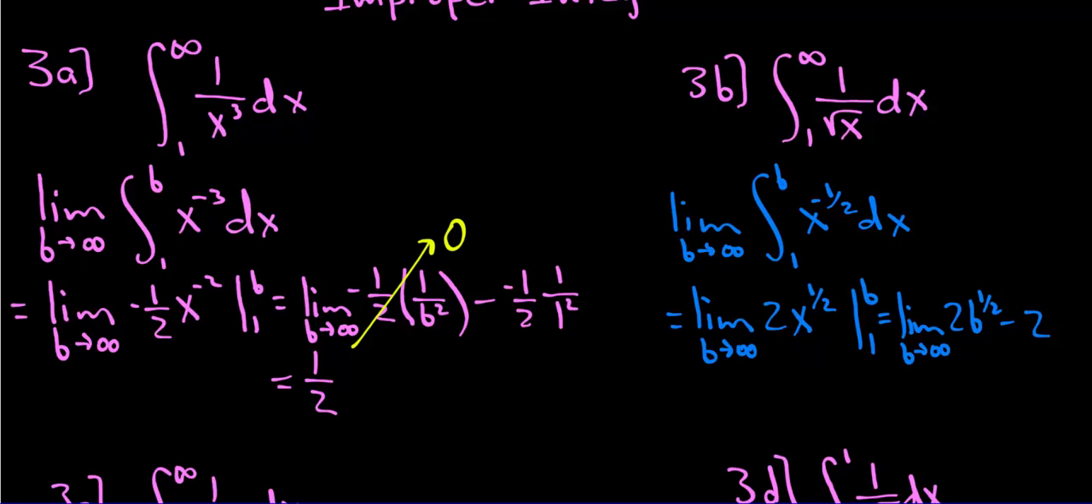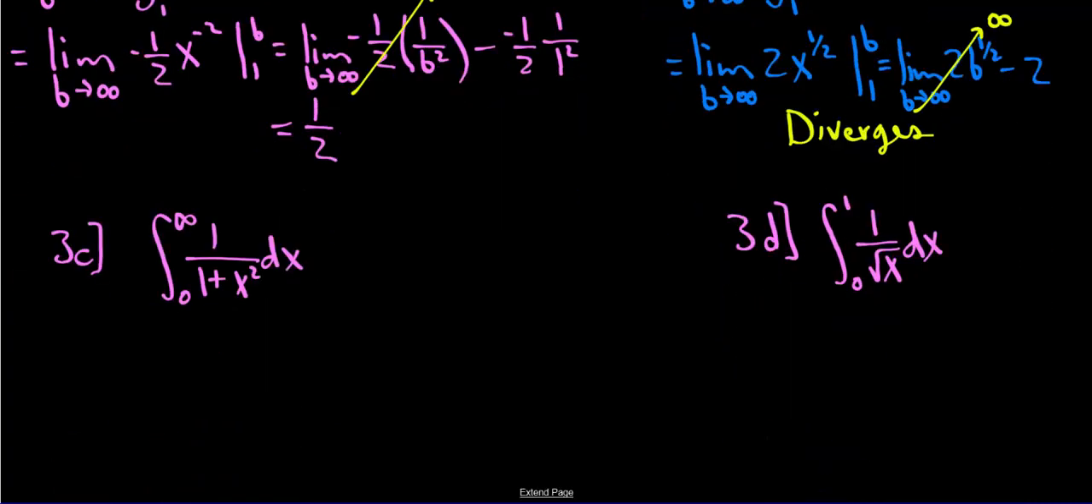So this one right here, this goes to infinity. So this integral right here diverges. Okay, and we just stop right there. If any part of it goes to infinity, we stop. Now let's look at this next one.